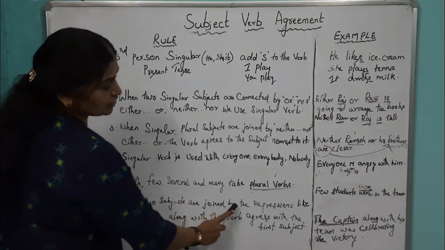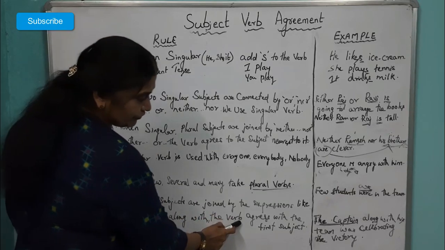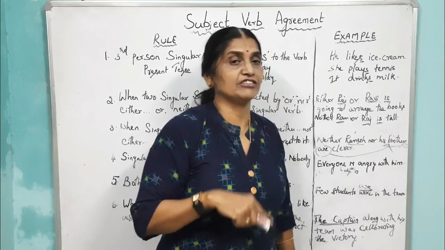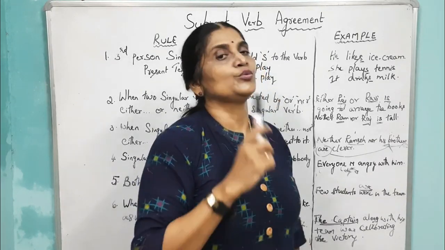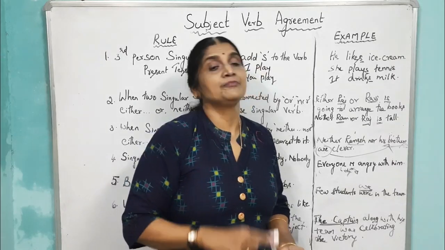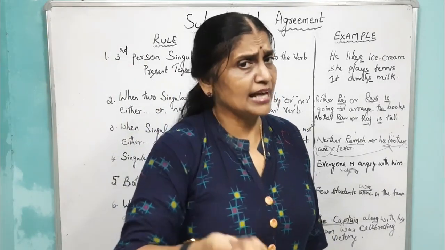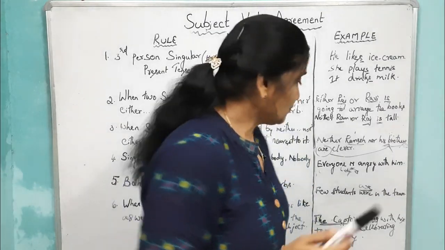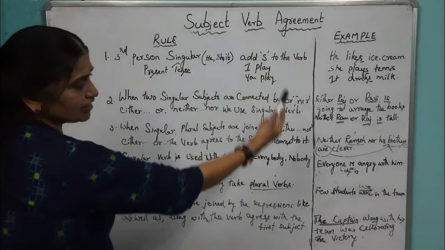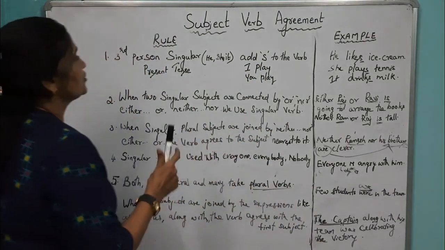So when two subjects are joined by expressions like as well as, along with, the verb agrees with the first subject. The first subject in the sentence I have given you is the teacher, which is singular. The teacher as well as the students was in Bangalore. That's the example I have given to you. Got it? So this is how you have to use it. I have given you 6 rules with examples. So quickly we recap and we'll finish the session.